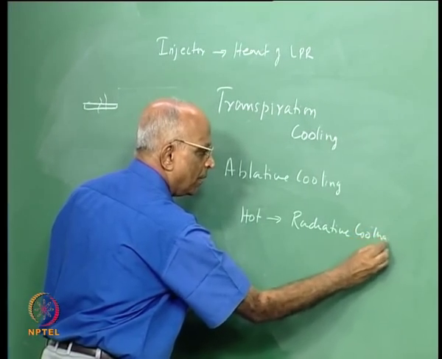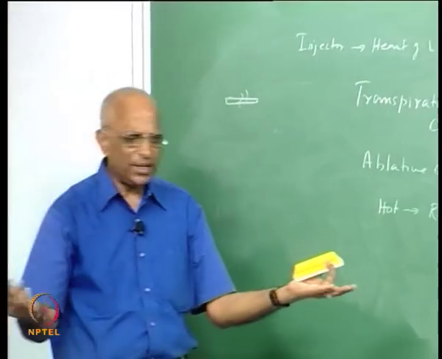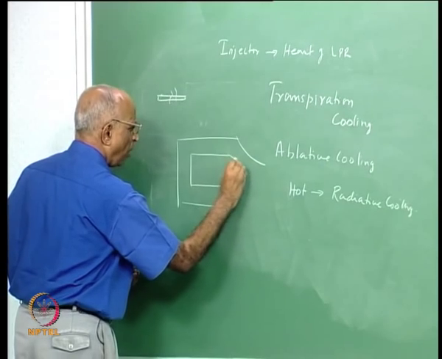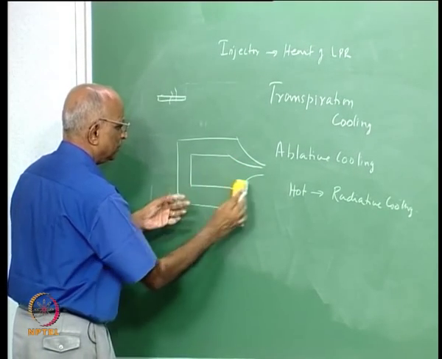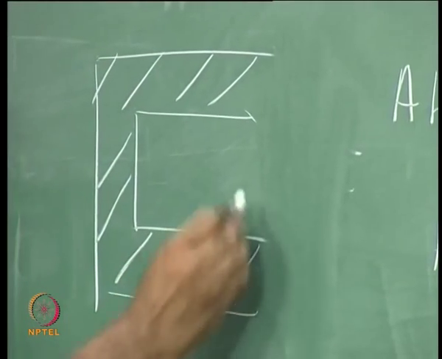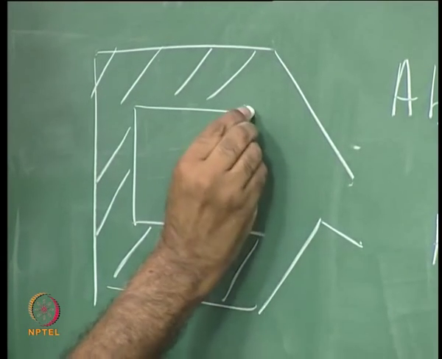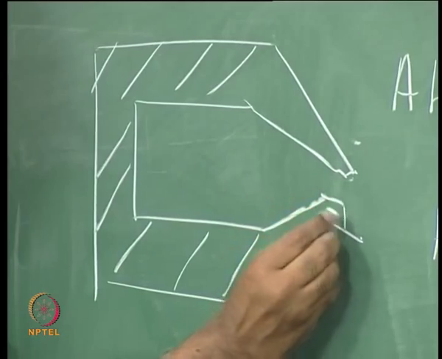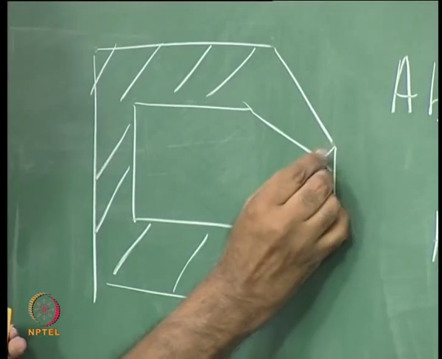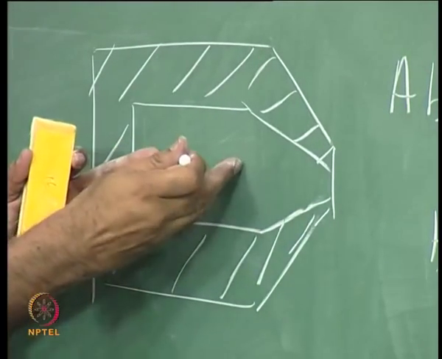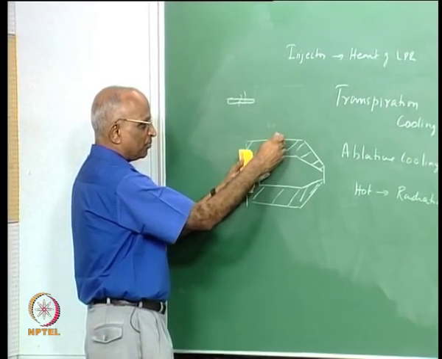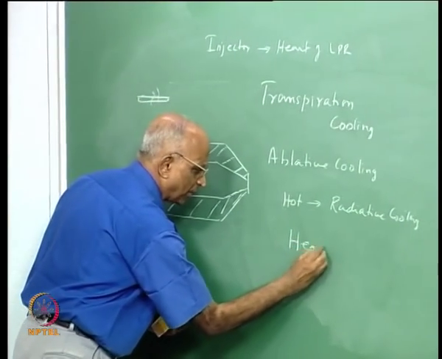I can talk in terms of radiative cooling. Or if I just want to do a ground test of a rocket, I can make the rocket so heavy, with so much material, that I operate the rocket only during the transient. Let us say this is the thickness of the wall of the rocket. Maybe I operate for 1 second. In 1 second, the thermal mass of the rocket absorbs the heat, and this is known as a heat sink rocket.